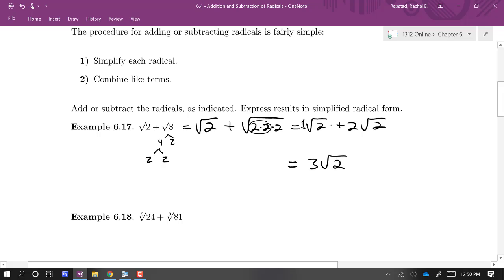Right, we have 1 root 2 here, we're adding it to 2 root 2s. Those are just like terms, so I combine them. It gives us 3 root 2 for the same reason that x plus 2x gives us 3x.